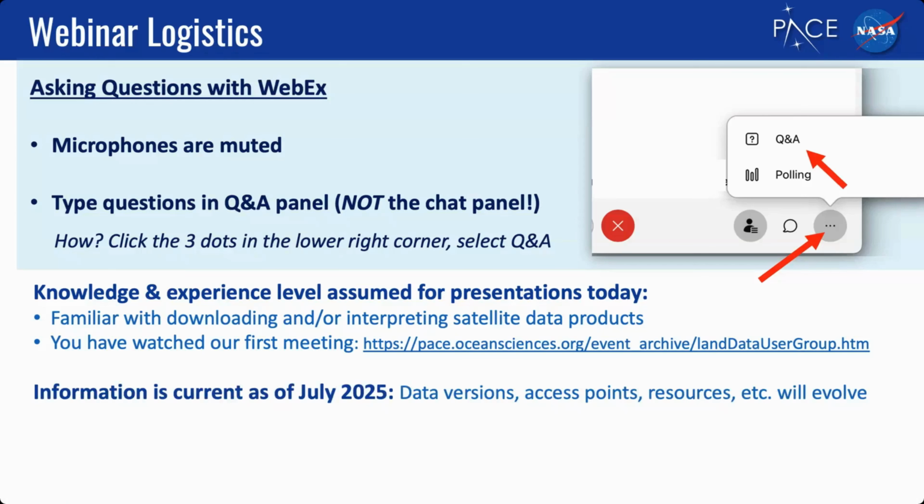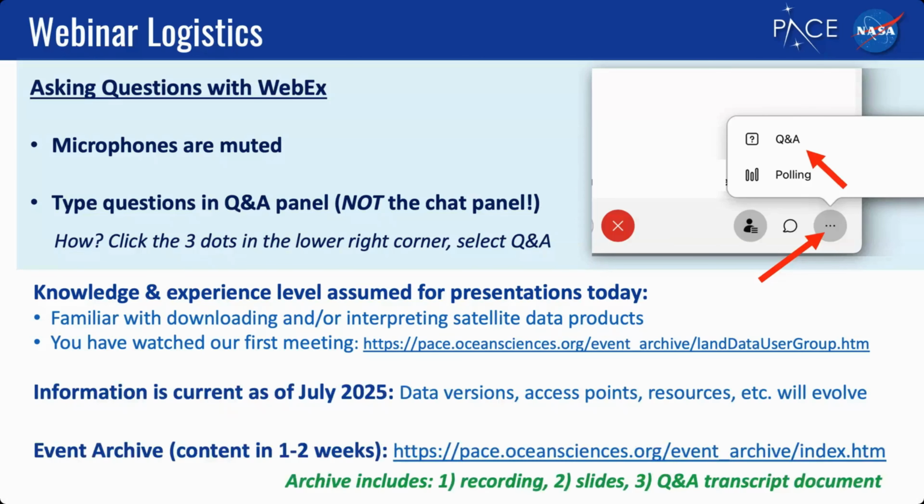Also, for the recording here, our information is current as of July 2025. Of course, data versions, access points, and resources will evolve with time. And there will be an event archive with a recording of this meeting, our slides, our question and answer transcript document, and the Jupyter Notebook. All materials will be posted online in about the next 1 to 2 weeks, depending on how long it takes the web team to get it up there.